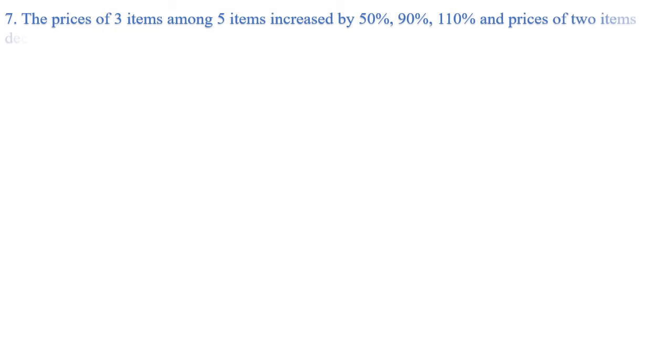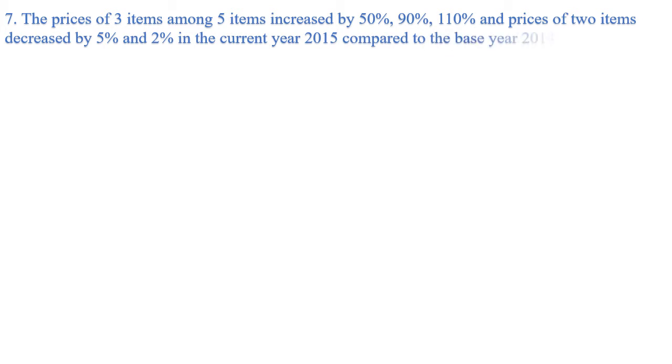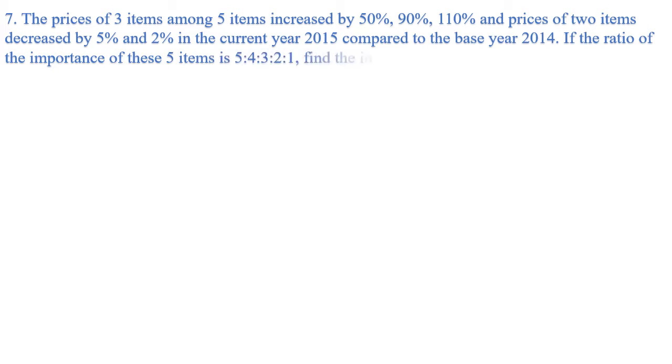So the first sum in this section is question number 7. The prices of 3 items among 5 items increased by 50, 90 and 110%, and prices of 2 items decreased by 5 and 2% in the current year 2015 compared to the base year 2014. If the ratio of the importance of these 5 items is 5, 4, 3, 2, 1, find the index number of fuel prices for the year 2015.